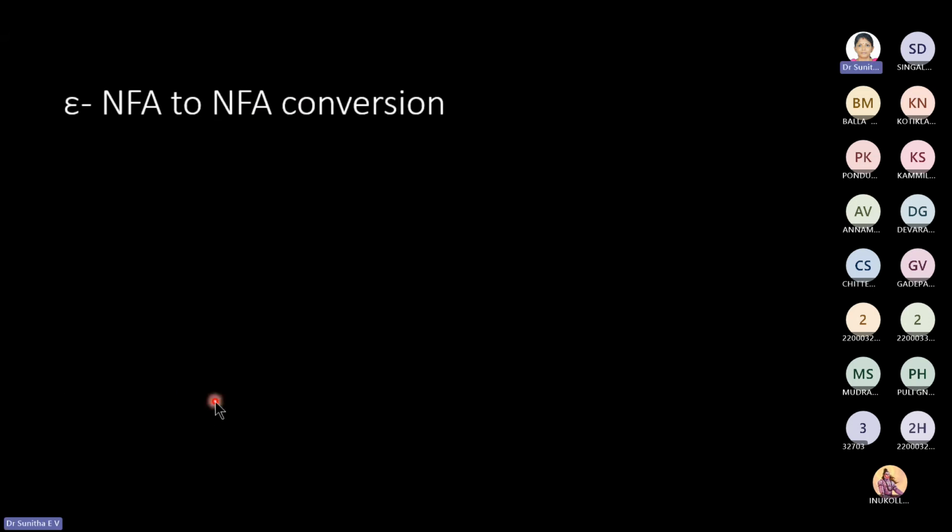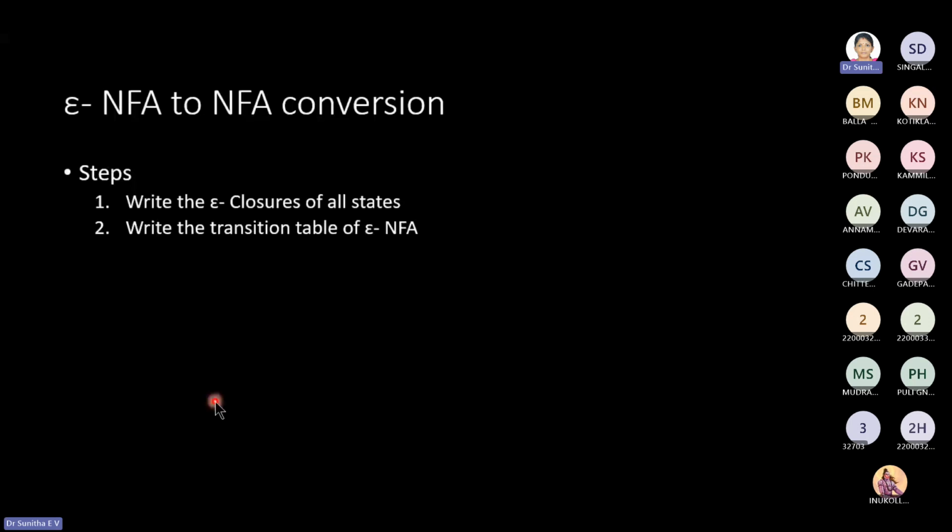Now we are going to convert this epsilon NFA into NFA. That means we are going to remove the epsilon transitions. The first step is to write the epsilon closure of all states in the given epsilon NFA. Then write the transition table of our epsilon NFA. Then write the transitions for the NFA. That is, we want to convert this epsilon NFA into NFA, so in the third step, we directly write the transitions for the NFA. Then draw the NFA. These are the four steps we have to follow.